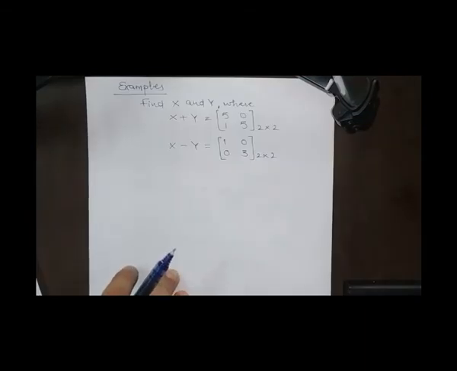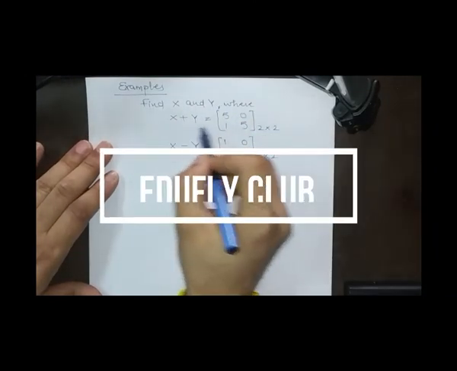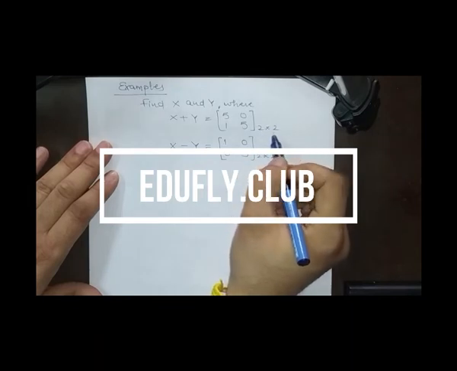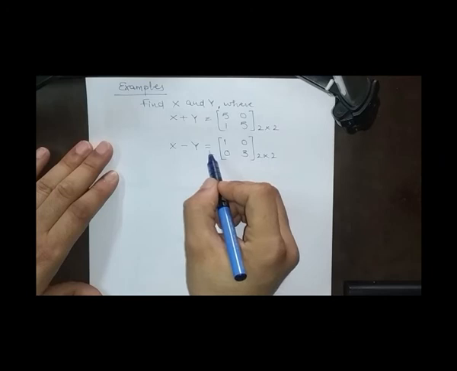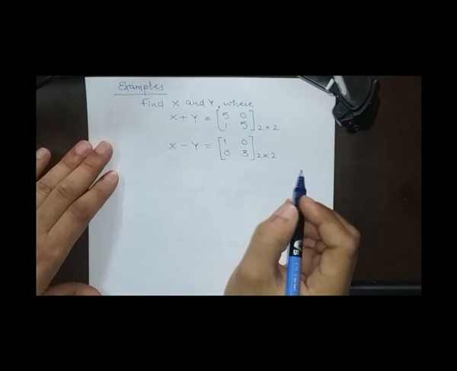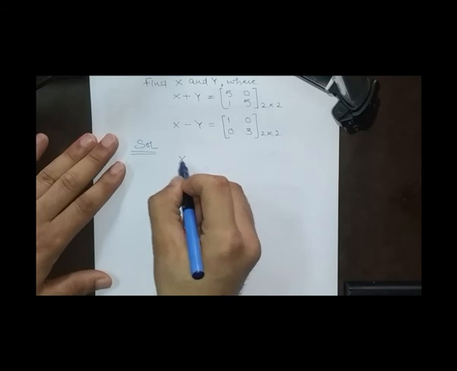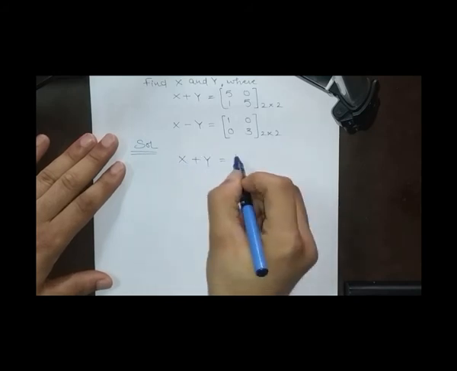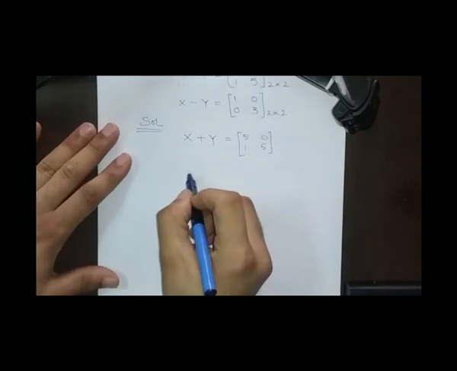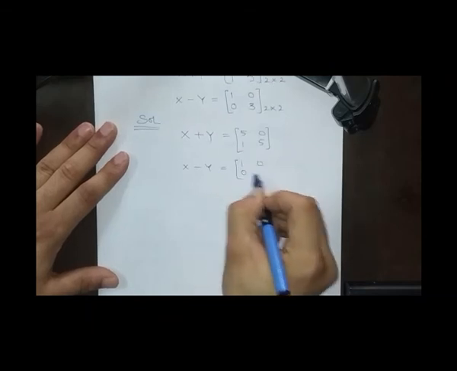Now we will do a few examples. Find x and y where x plus y is the matrix 5 0 1 5, which is of 2 by 2 order, and x minus y is the matrix 1 0 0 3, same order, 2 by 2. The solution is, we'll take x plus y is equal to 5015 and x minus y is equal to 1003.